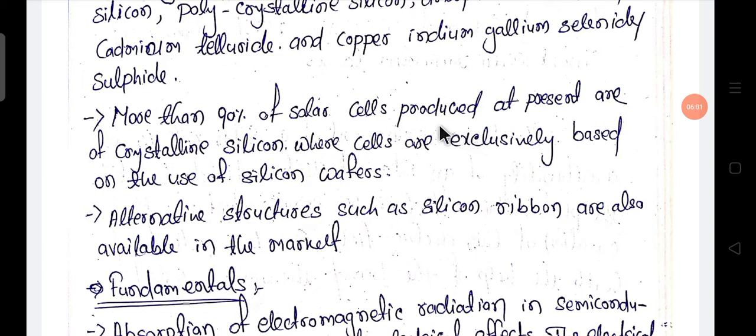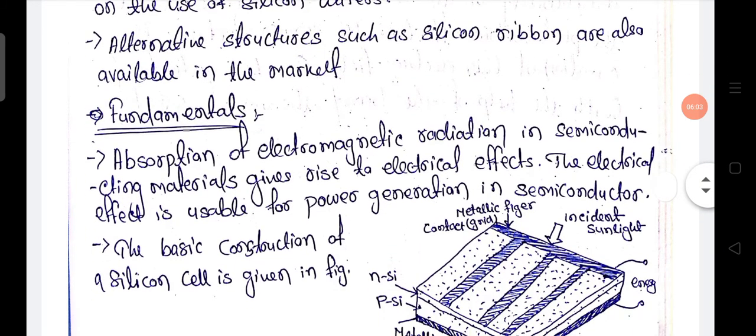Then now let us see the fundamental concept behind the solar cell generating DC. Absorption of electromagnetic radiation in semiconductor material gives rise to an electrical field. The electrical effect is usable for power generation in the semiconductor.